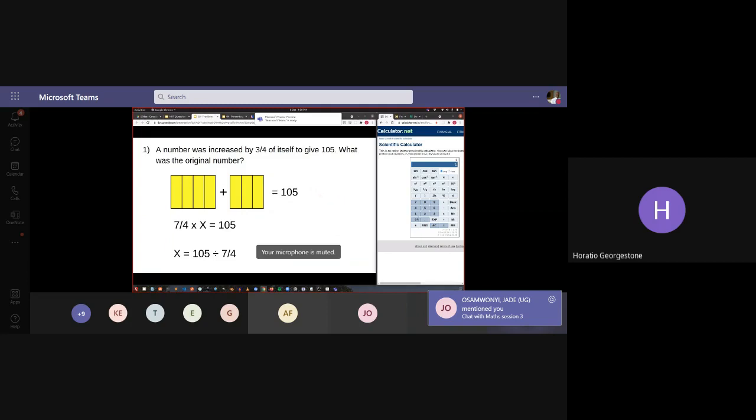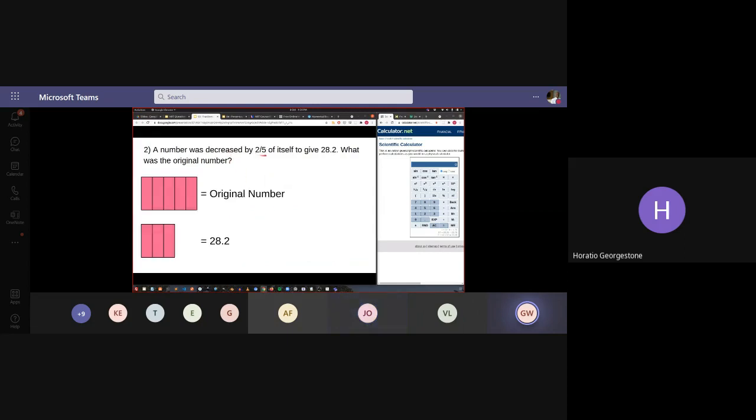Okay, so we could just do 105 divided by 7/4. If you want to use the mixed number 1 3/4, use that instead. I already showed you last week how to enter mixed numbers into the calculator. Anyway, you get the answer, which is 60. And you might notice here that we could have done 105 divided by 7 times 4. That also would have been fine.